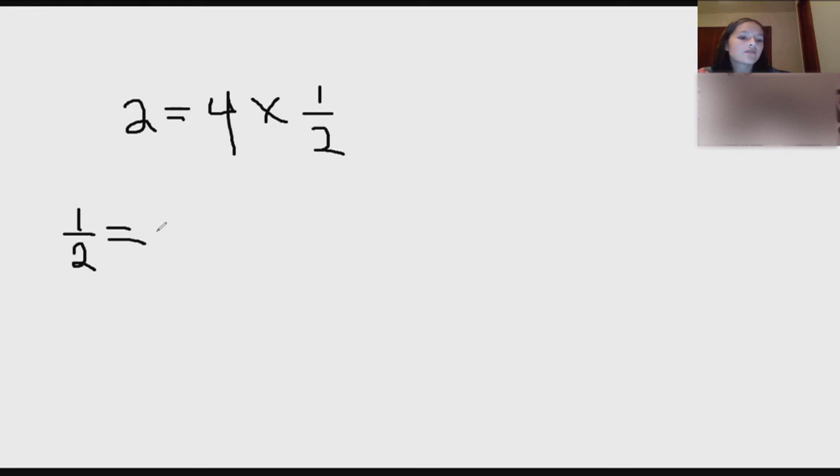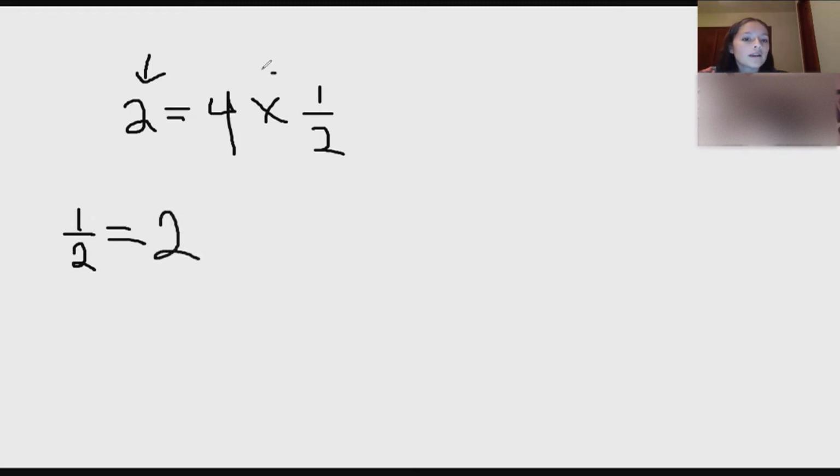Every time it's a fraction, the smallest number is going to go first, because when you divide a small number by a large number, it's going to give you a fraction, since it's going to be less than a whole. So we have 1/2 equals 2.